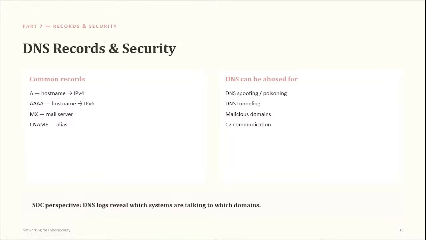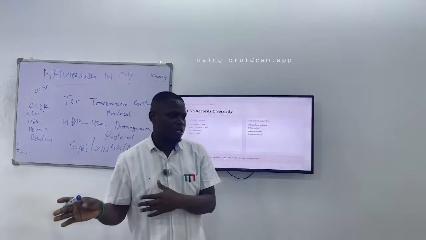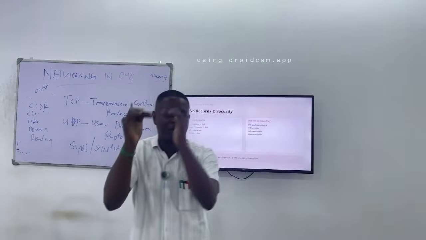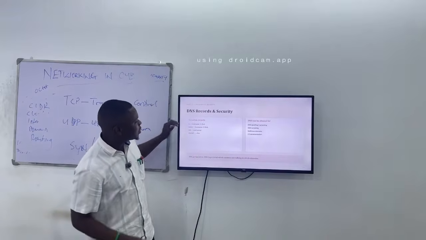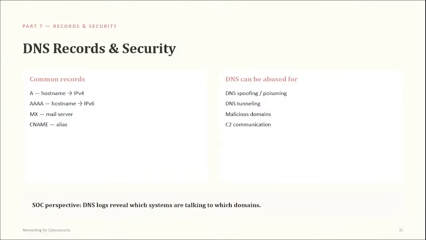Then records and security. Common records. Unlike your DNS cache, which is temporary, DNS records keep records of these translations. Is it clear? All right. So common records: A, a host name, which is your URL, to an IPv4 address; AAAA, a host name to an IPv6 address; MX, mail server; CNAME, which is an alias given to the URL. Altogether. Is it clear?